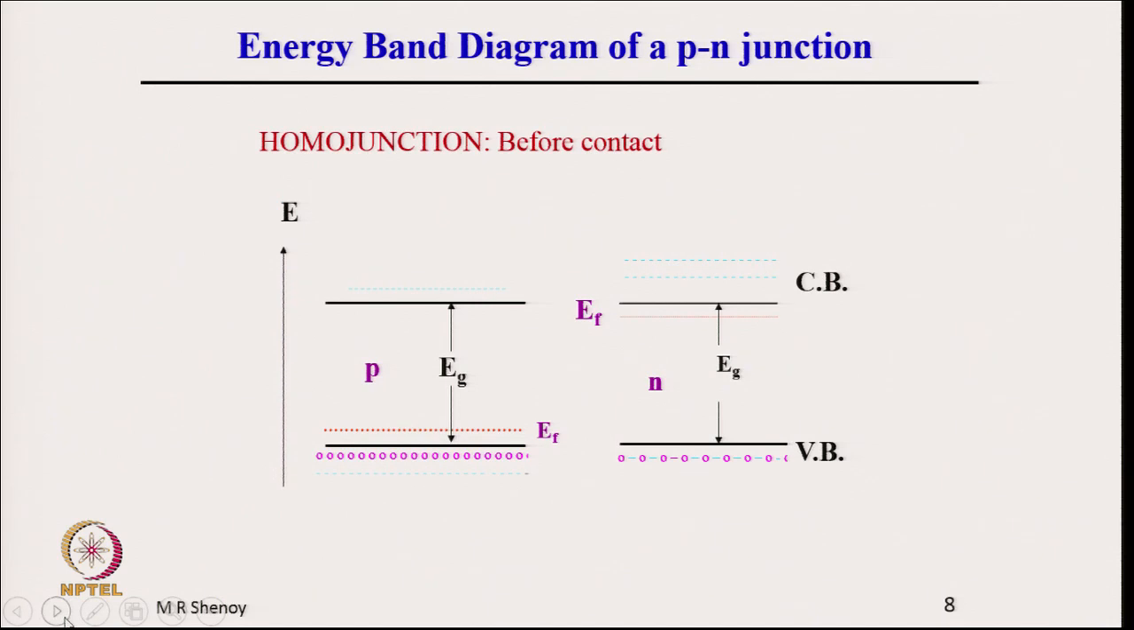So, let us consider a homojunction device before contact. This is a p type semiconductor, and this is an n type semiconductor. As you can see, the p type semiconductor has its Fermi level close to the valence band. So, this is EV, this is EC, and the Fermi level is close to the valence band. It means this is a p type semiconductor. In the other case, the Fermi level is here, which is an n type semiconductor. Valence band and conduction bands are shown. Now, this is before contact. What we have shown here is the energy band diagram of a p type semiconductor and an n type semiconductor.